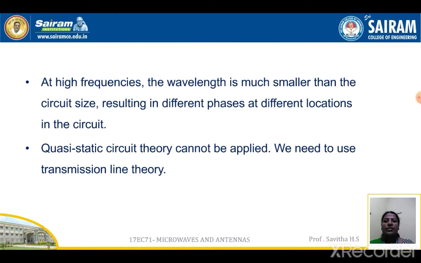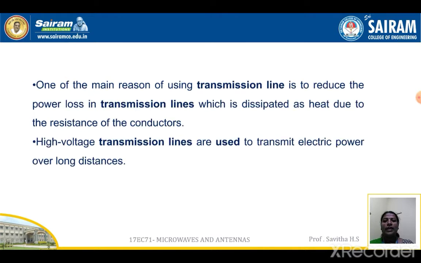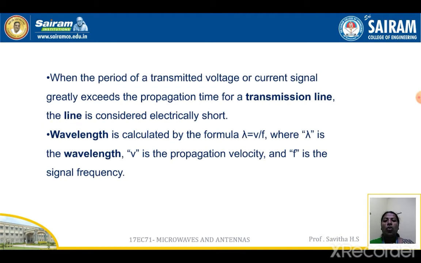At high frequencies, the wavelength is much smaller than the circuit size, resulting in different phases at different locations in the circuit. Quasi-static circuit theory cannot be applied, so we need to use transmission line theory. One of the main reasons for using transmission lines is to reduce the power loss, which is dissipated as heat due to the resistance of the conductor. High voltage transmission lines are used to transmit electric power over a long distance.